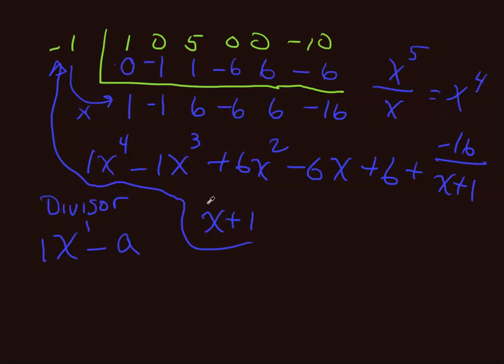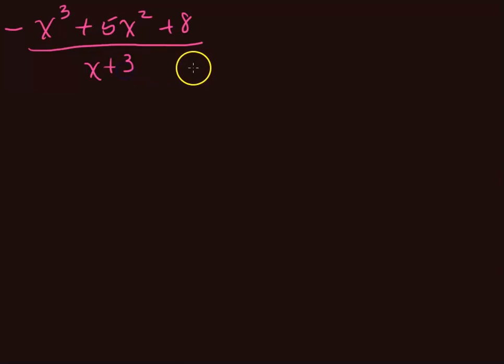Let me go to a new screen. Pick another color. So let's suppose I want to divide negative x cubed plus 5x squared plus 8 over x plus 3. Well, the first thing you notice is this is a binomial, degree 1, leading coefficient 1, so I can use synthetic division. I need all of the terms.